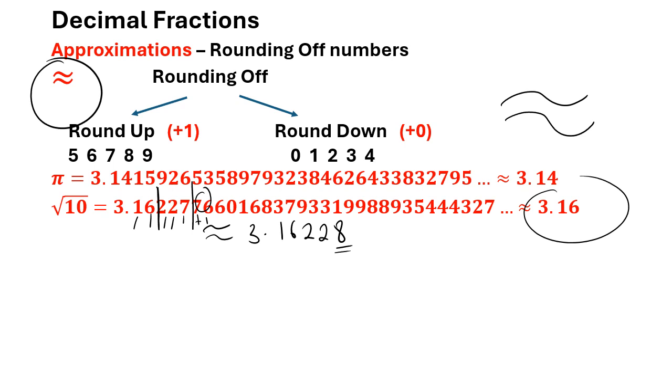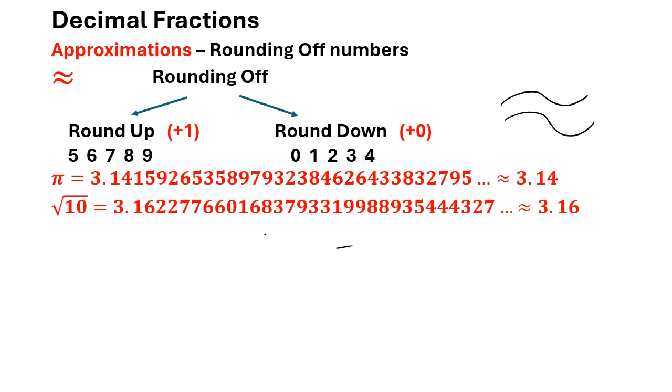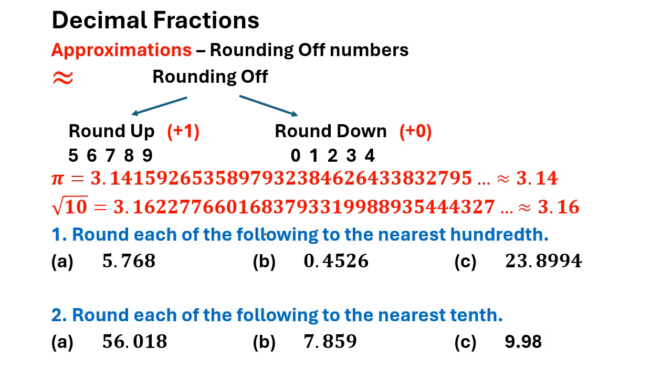So in order to explain this better, I will just go ahead and highlight a couple of examples so that we can discuss and work with these examples. All right, let's look at some examples here. The first problem here says round each of the following to the nearest hundredth. So we're going to round each of these numbers to the nearest hundredth. We know that hundredth is the second decimal place.